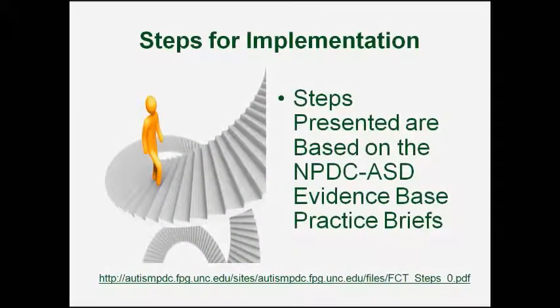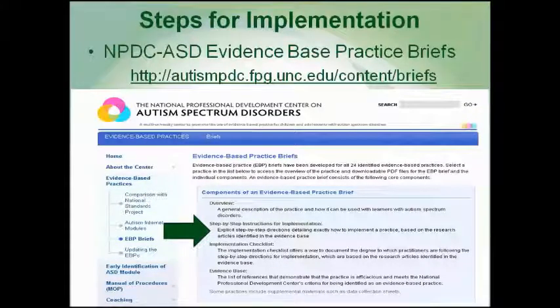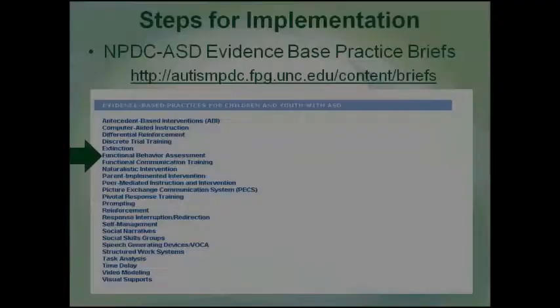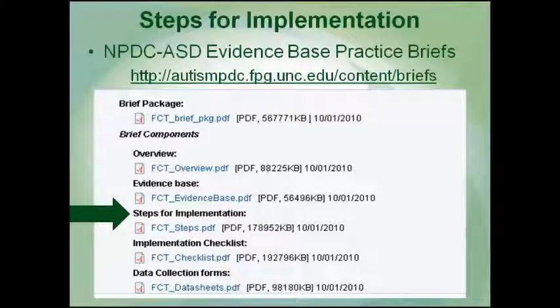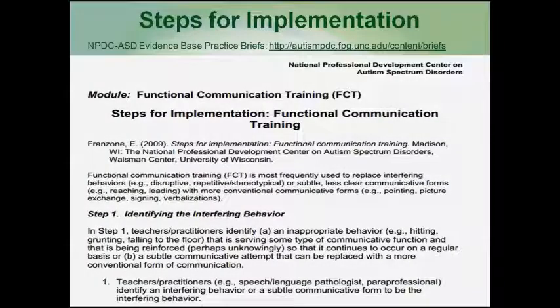So let's get into the nitty-gritty here with the steps to implementation. All the steps are based on and adapted from the National Professional Development Center on Autism Spectrum Disorders. This is just a screenshot of the NPDC-ASD. So you can see if you go to their website, you can also get this from the AIM website, they have the step-by-step instructions, and then you can pick which of those evidence-based practices you're looking at. They have little PDF files, and the brief package is all those files together, but it has the evidence base, the steps, the checklist, data sheets, everything you need.